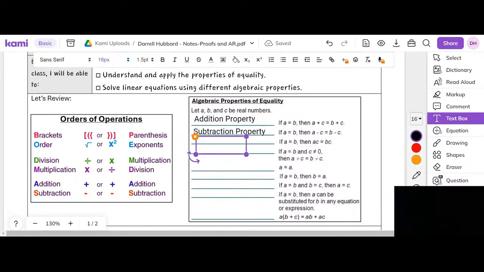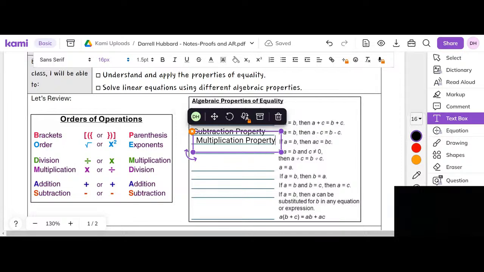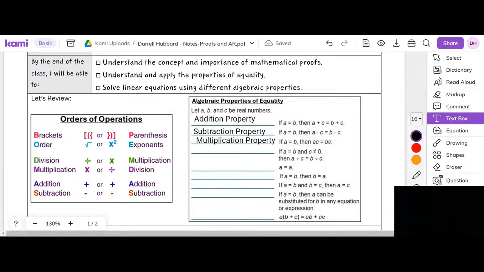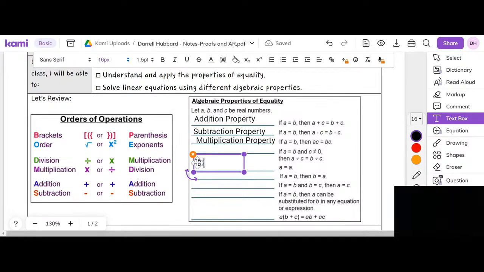This next one, just going to move this up. Here, notice we have AC is equal to BC. Well, what operation is typically in between those? That's going to be multiplication. So we call that the multiplication property. And so, as you can see, it's pretty straightforward from here, right? Then we have the division property.